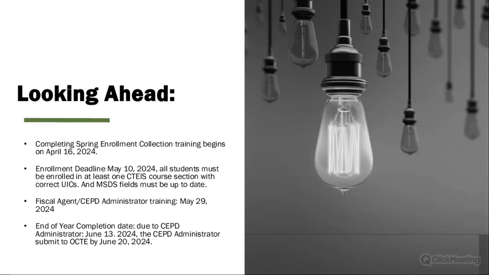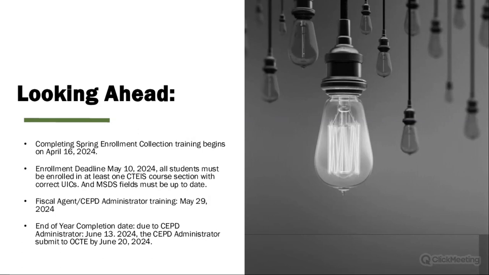The enrollment deadline is May 10th. On May 10th, you have to make sure that all your students must be enrolled in at least one CTEIS course section with correct UICs. We will show in our demonstrations where you can utilize UIC with no MSDS reports, and there is a UIC checker in our CTEIS application, and we'll show those in the demo. But you want to make sure that you have your students in with correct UICs, and the MSDS fields must be up to date by May 10th. The reason for this date is you want to make sure that all of your students are in for funding. So you want to keep that date in mind.